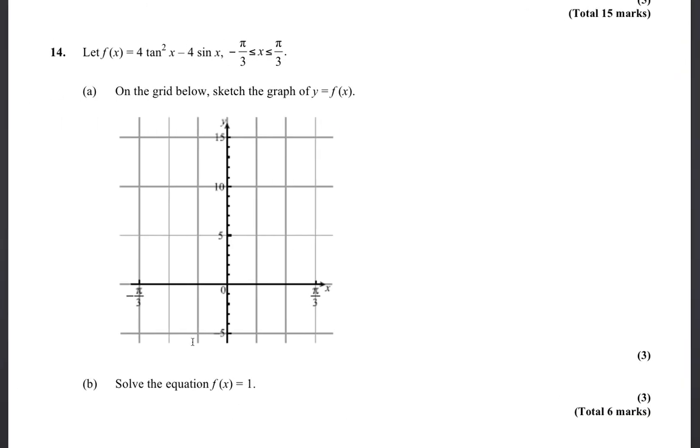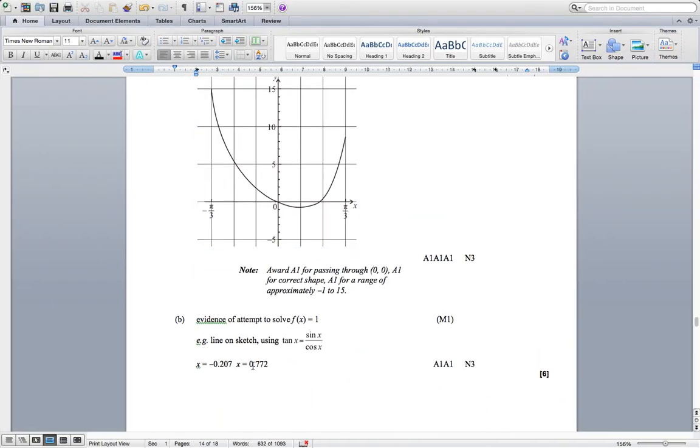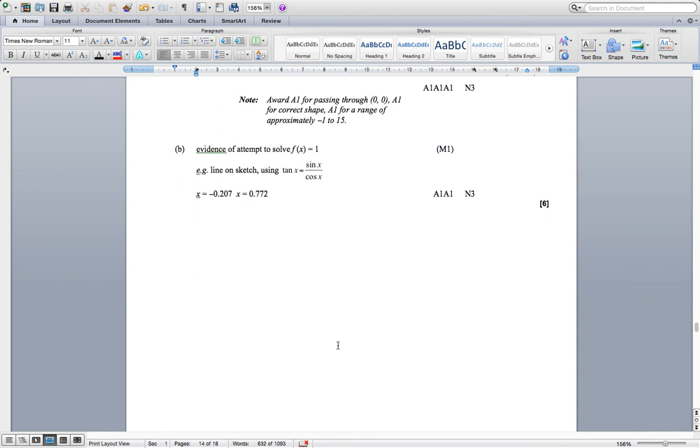Now solve the equation f of x equal to 1. That is straightforward. So let me type y2 equal to 1, and then G solve, intersect. So you get minus 0.207 and 0.772. Let me check. Yeah, minus 0.207 and 0.772. Even without sketching, you will get 3 marks for writing these two answers. Okay, fine. So let us solve the remaining problems in the next video, students.